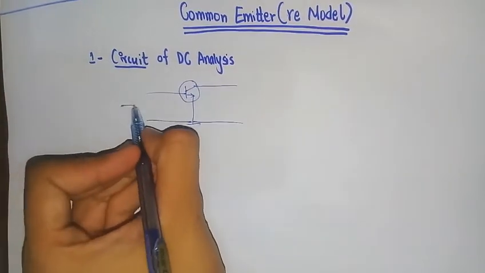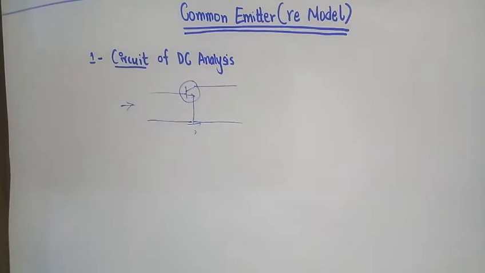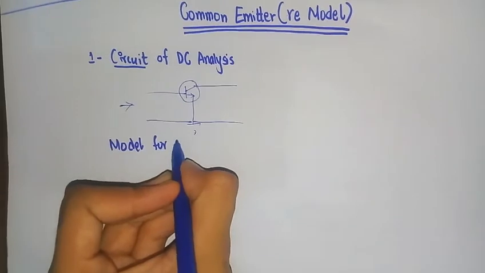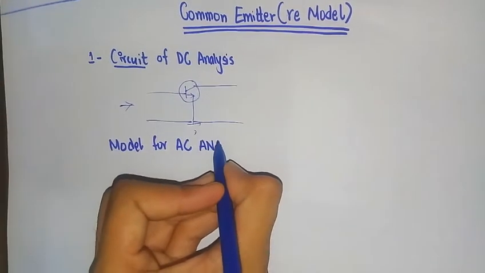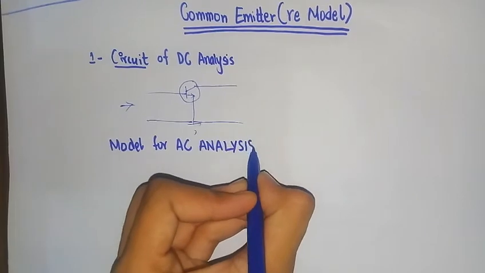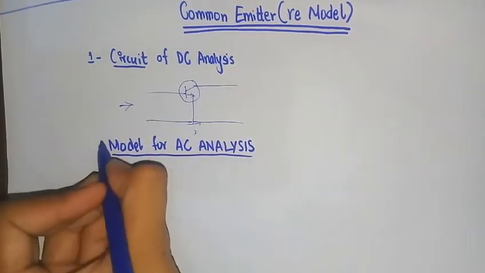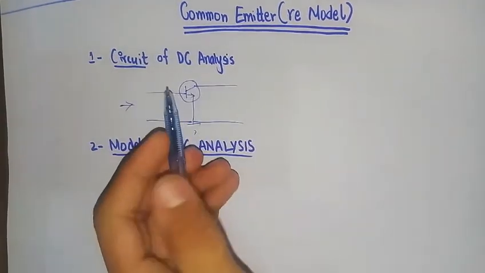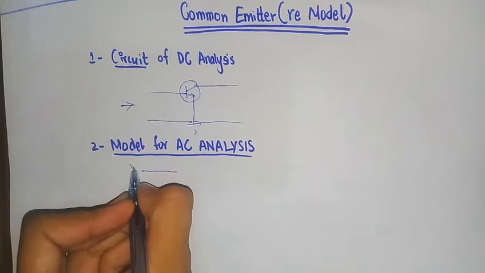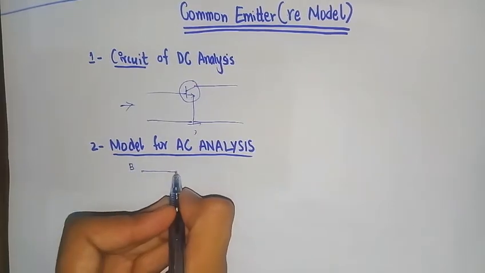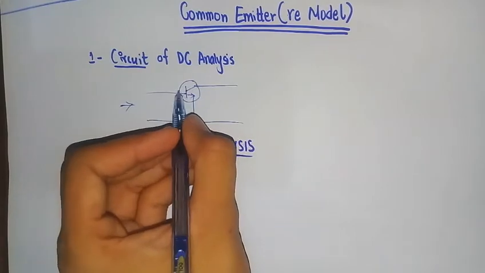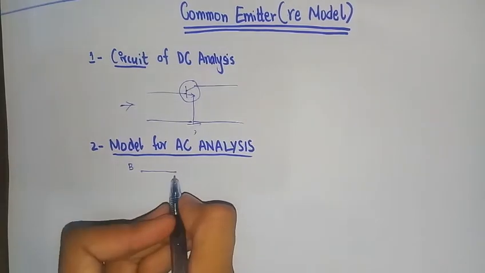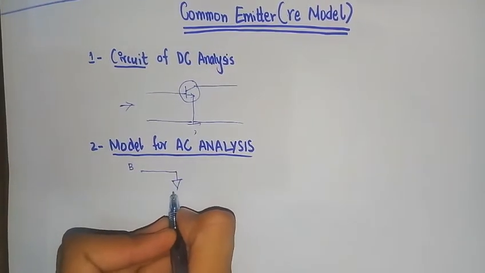So guys, now we will model it in the AC analysis. Model for AC analysis. This will be our second point. As you know, this will be the branch of base, so we will take this side as the base side, B side, and then this junction is known as the base emitter junction, and the base emitter junction has a voltage drop of 0.7 volts. So it will look like a forward bias diode.